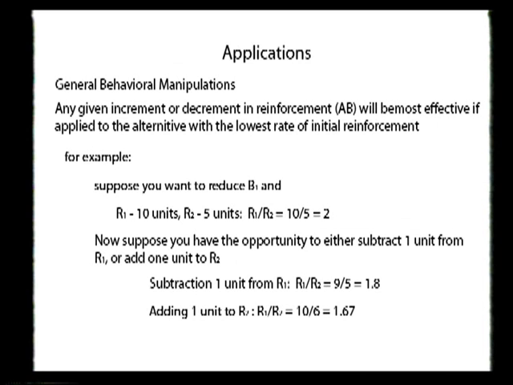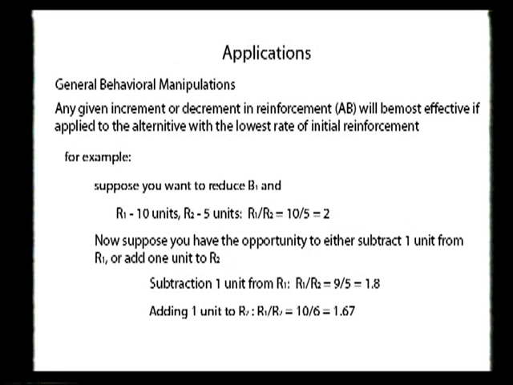So here's an example. Let's say the animal is doing two things, B1 and B2. And you want to reduce B1. And the reinforcement for B1 is 10 units, and the reinforcement for B2, that is R2, is 5 units. So the ratio of R1 to R2 is 10 over 5 or 2. Okay? That's what it says over here. R1 is 10 units, R2 is 5 units, R1 over R2 is 10 over 5 equals 2.